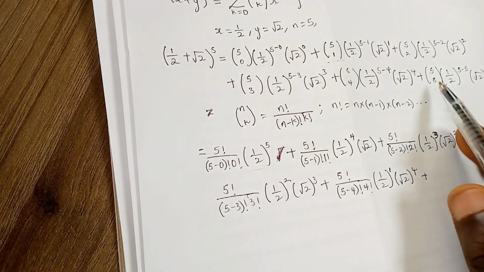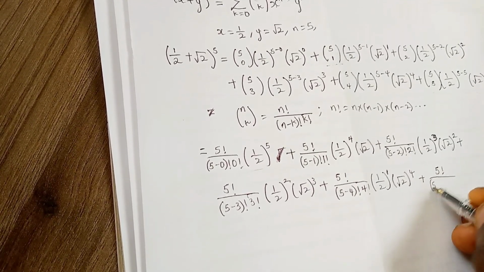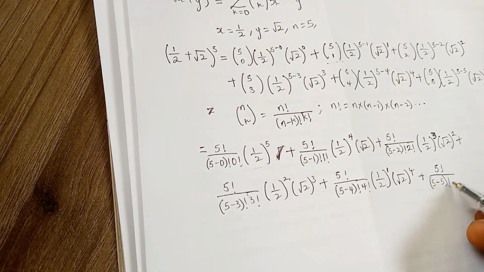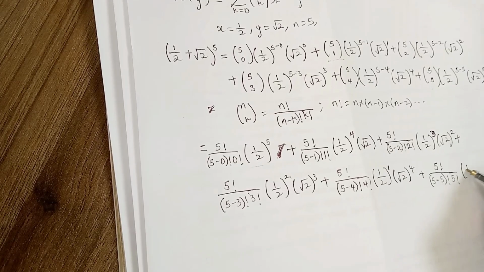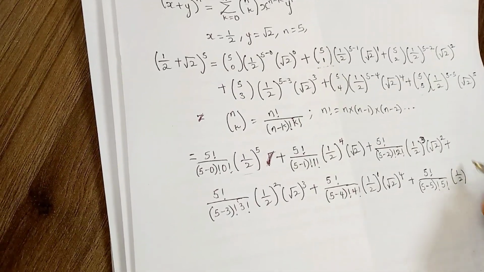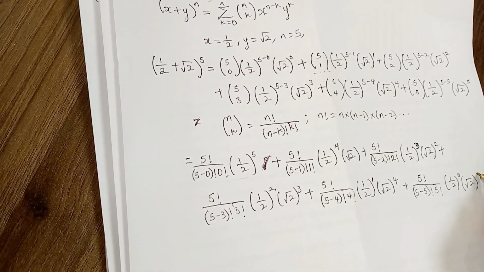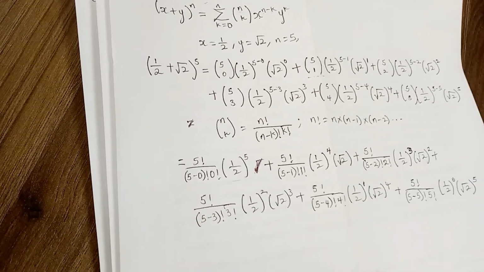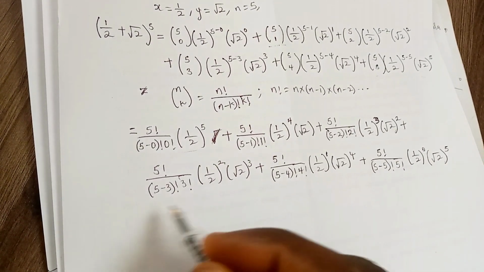And lastly, 5 factorial over 5 minus 5 factorial, and then 5 factorial, 1 over 2 to the power of 0, 5 minus 5 is 0, 0, and then root of 2 to the power of 5. Alright, so now this is what we have.